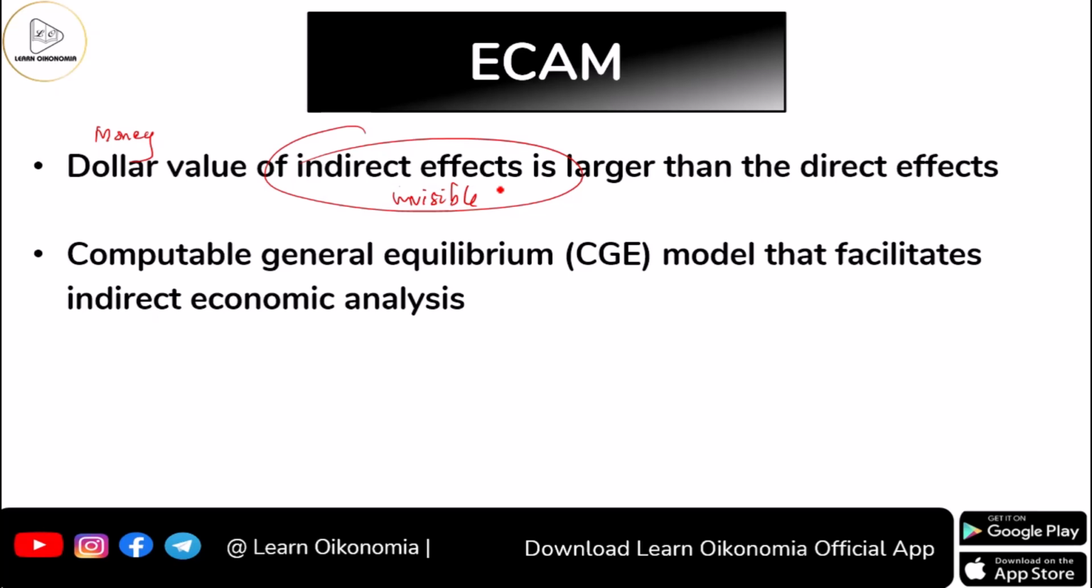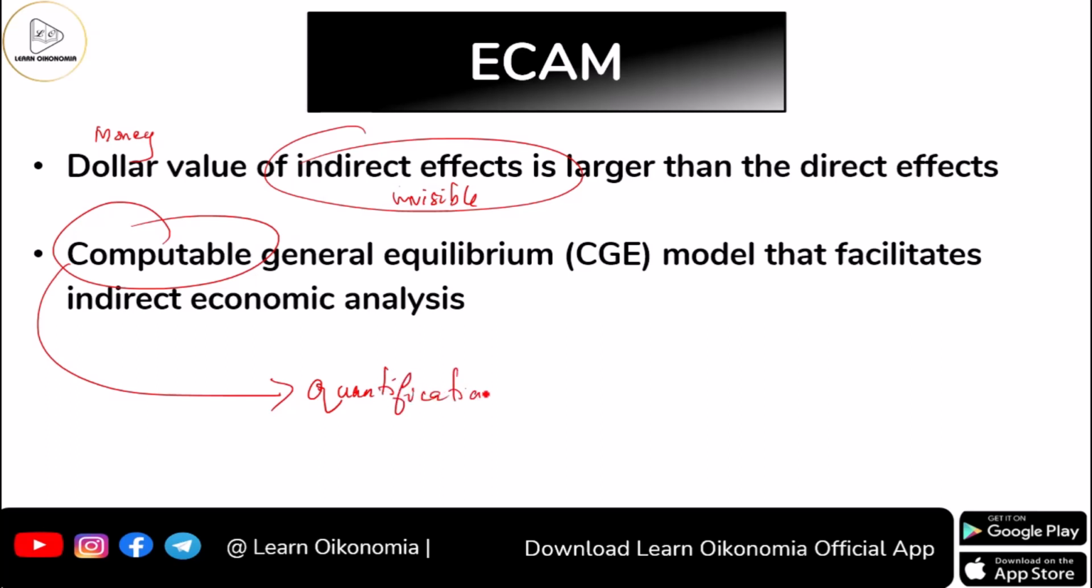So we are considering a computable general equilibrium model. Computable means we can go for a quantification; we can attach a numerical value to this. And it is a general equilibrium model. What does it mean by general equilibrium model? It means that all the markets would attain equilibrium simultaneously. And this is what facilitates our indirect economic analysis.